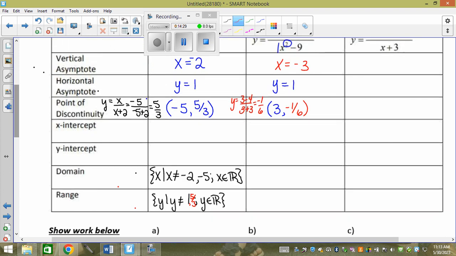So our domain can't equal negative 3 and 3, and our range can't equal 1 and negative 1 over 6. So we have to make sure we put both of them down. So x such that x can't equal plus or minus 3, x in the reals. You could have put them side by side with a comma in between. Still right. And then y such that y can't equal 1, comma, negative 1 over 6.